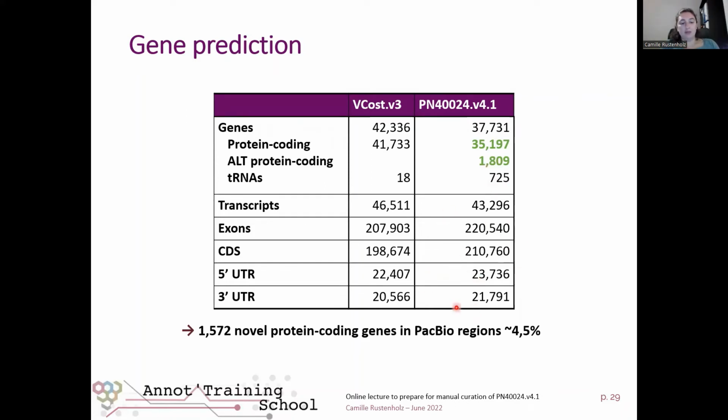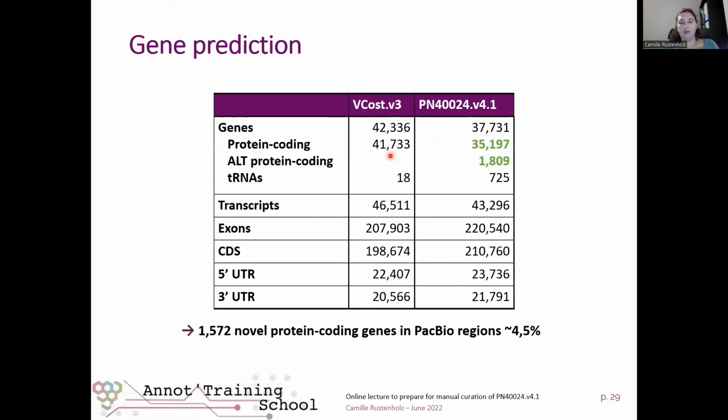And what was very interesting is that we were able to annotate 1,572 novel protein coding genes located in the PacBio regions, which represents 4.5% of the total number of genes. So these genes were completely missing in the previous genome assembly and annotation, of course. And these numbers are very nice because this is what we expect: about 35,000 protein coding genes for the grapevine genome, and not as many as what we had previously with the VCOST V3 version.